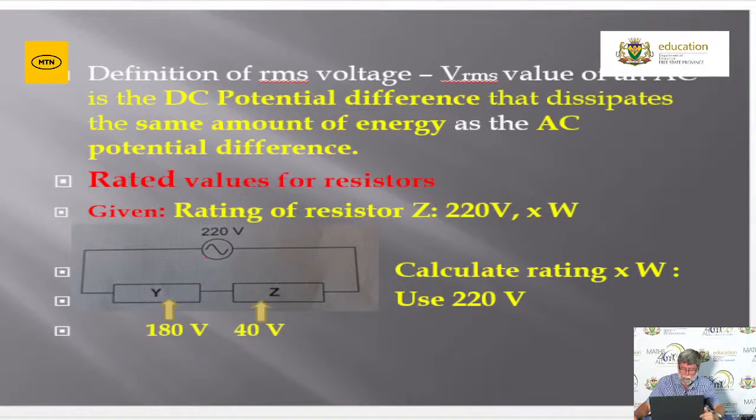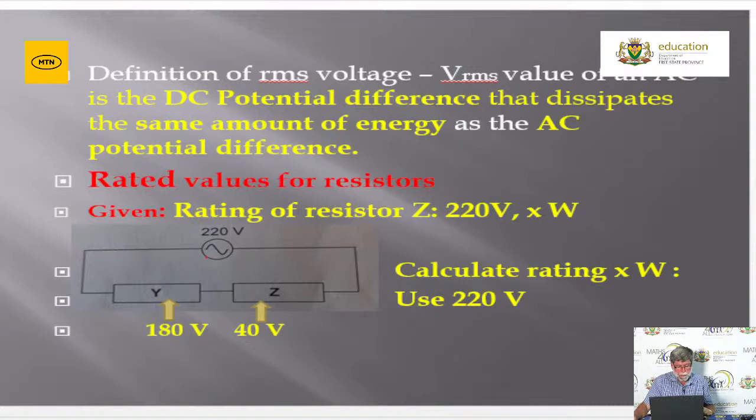Say, for instance, P equals V squared RMS over R. You can't use the 40 volt, square the 40 volt, because to get a rated value, you must get the rated RMS value. So you must use the 220 volt to calculate the power rating and not the 40 volt.